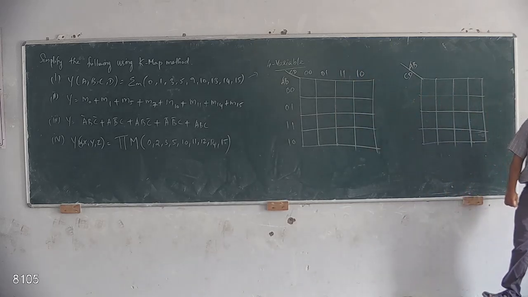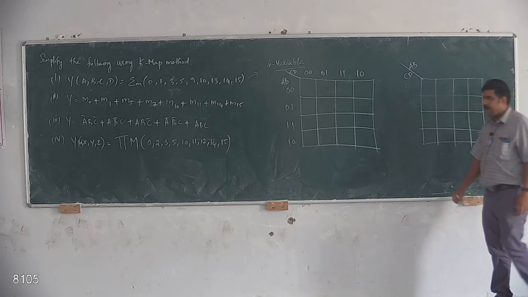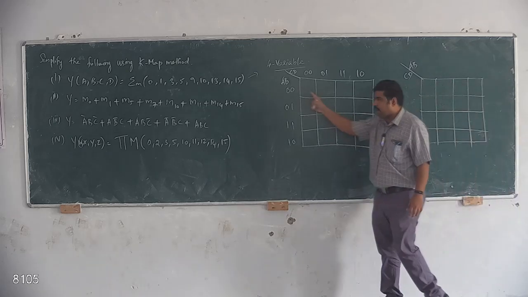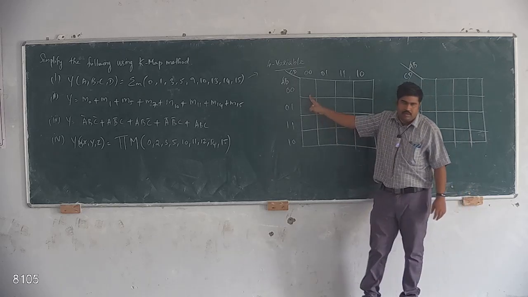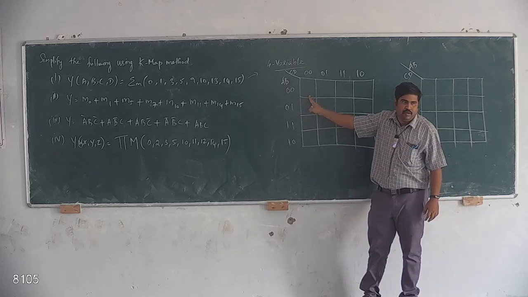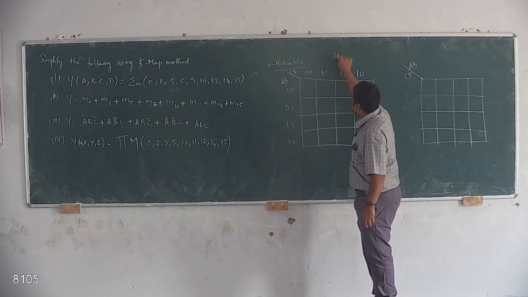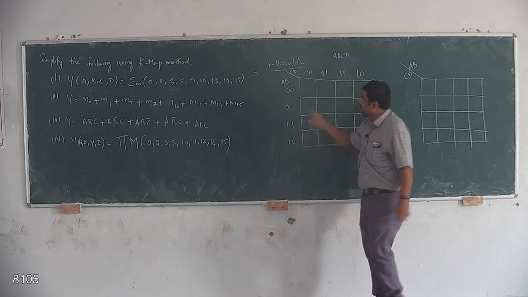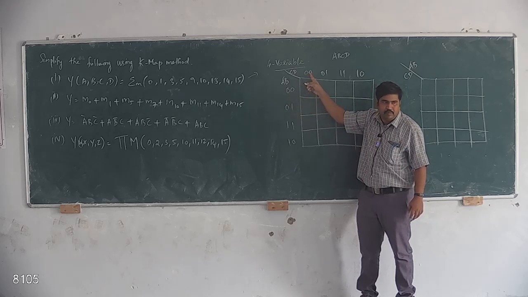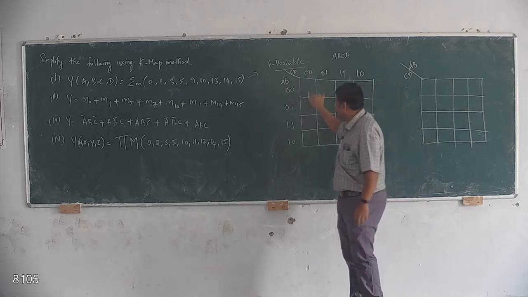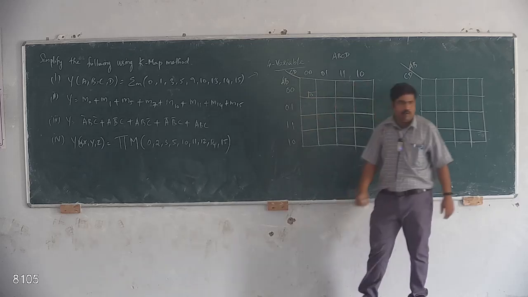First write the values. Then we need to identify the equivalent decimal value inside each box. So what is the decimal value here? Write it in the form of A, B, C, D. A value is 0, B value is 0, C value is 0, D value is 0. So all the values are 0, so this decimal value will be 0.